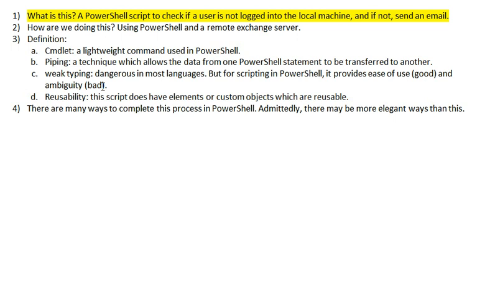Weak typing. You may want to look into weak typing and strong typing when it comes to computer science, because weak typing generally is dangerous in most languages. It can cause confusion and errors and unknown situations. But for scripting in PowerShell, it provides ease of use, which is great, and ambiguity, which is not so good, but again, it makes everything easy.